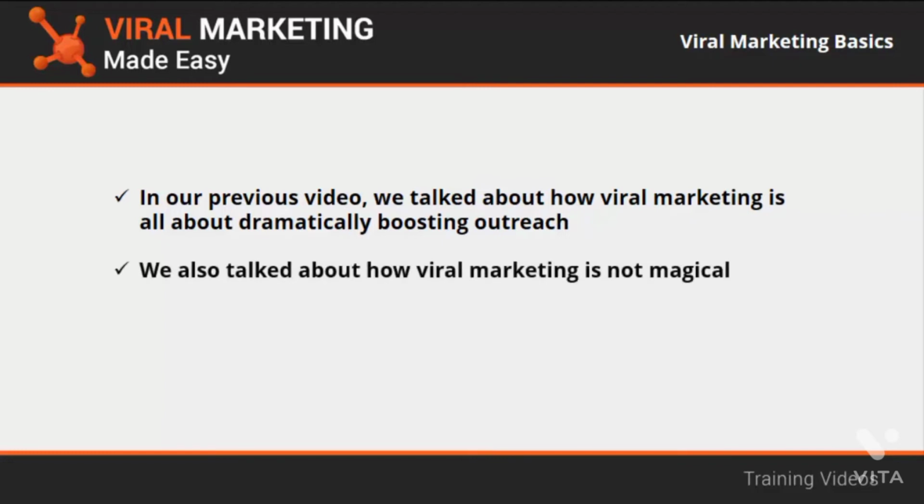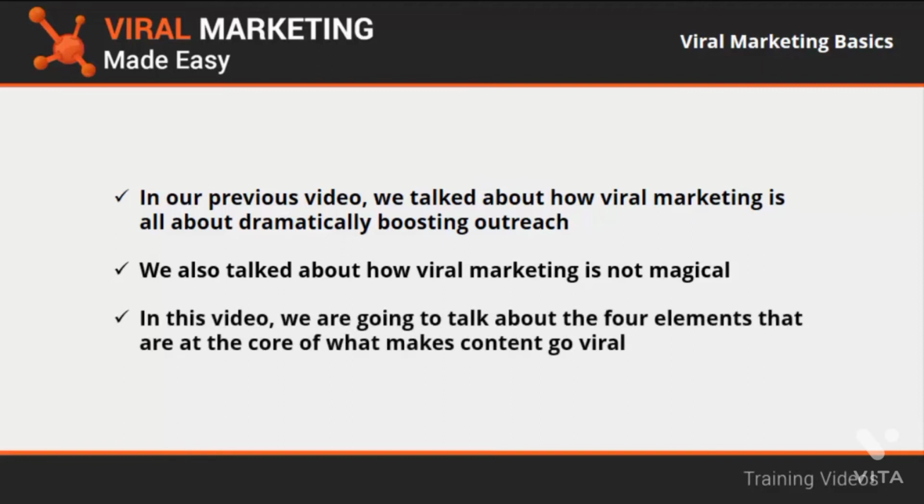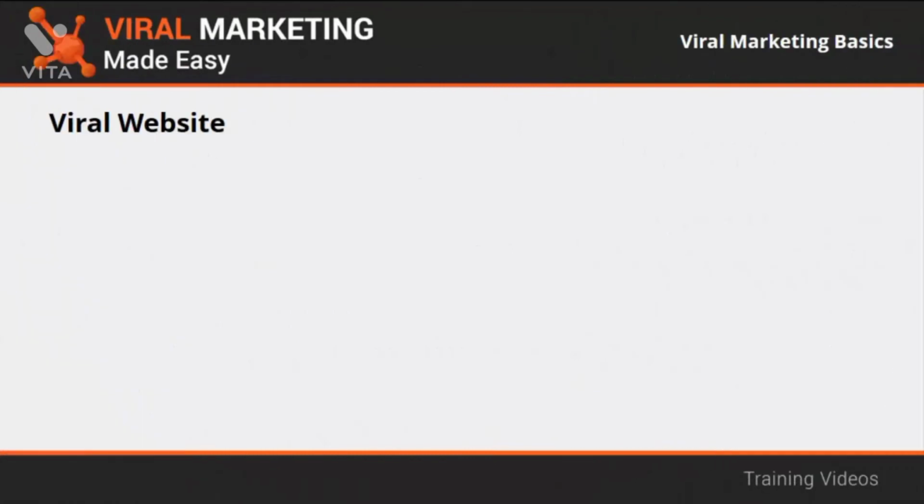We also talked about how viral marketing is not magical, that people do not share content virally only on the merits of good content, and that a successfully run viral marketing campaign heavily depends on the actions put forward by the people involved, whether they knew that they were sharing content to make it viral or not. In this video, we are going to talk about the 4 elements that are at the core of what makes content go viral, or basically what the messengers, the message, and the environment need to do to send a campaign through the roof.